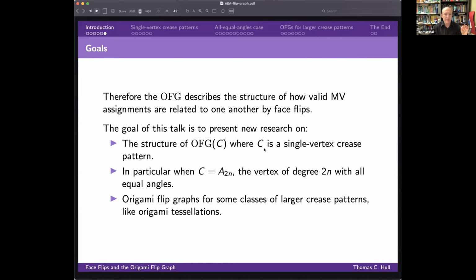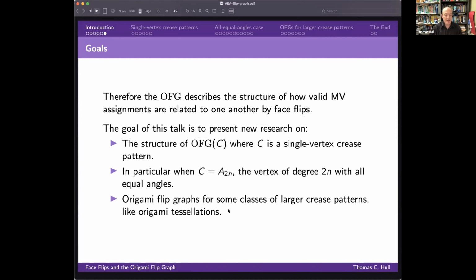So we'll look at that a little bit and look at origami flip graphs for single vertex crease patterns. But then we're going to look at a particular single vertex crease pattern, which I call A sub 2n, which stands for the vertex of degree 2n. So 2n creases coming out of a vertex with all equal angles around it. That's a very nice case and has some interesting mathematics to it.